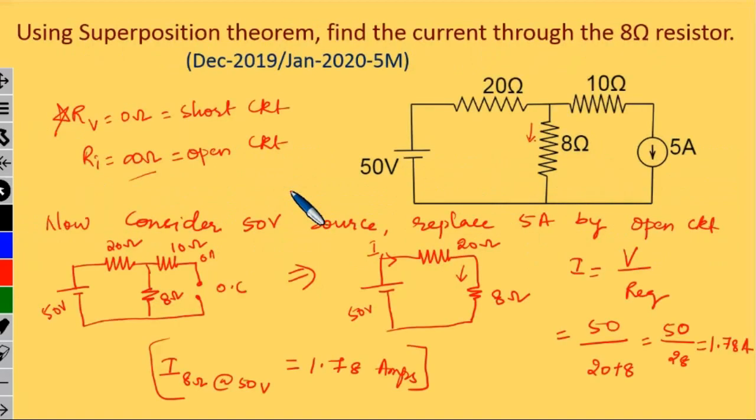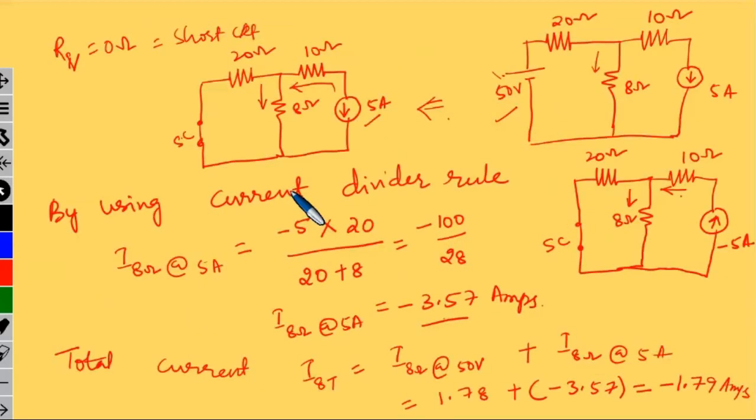Now for the same problem, I am going to show you the power calculations. In this problem, it was given to find the current flowing through the 8 ohm resistor. We obtained it by using different sources, that is, one is the voltage source and the other one is the current source. We have calculated the voltages and currents according to the question asked. Now I am going to discuss how to calculate power.